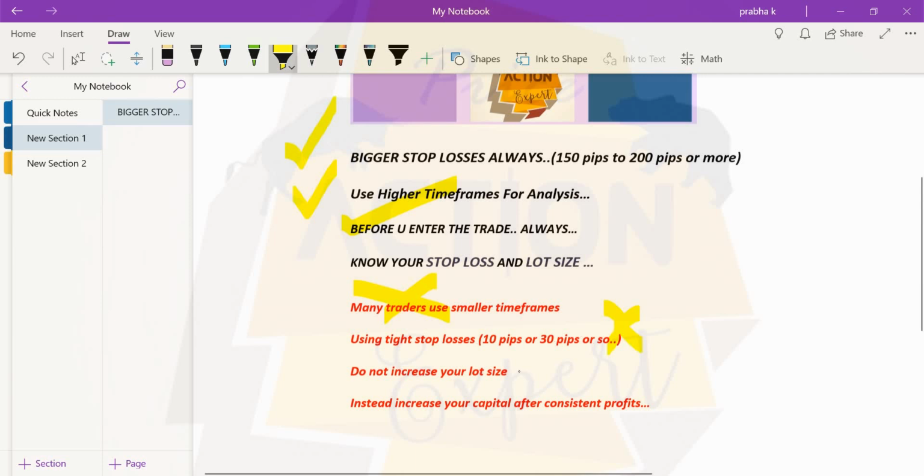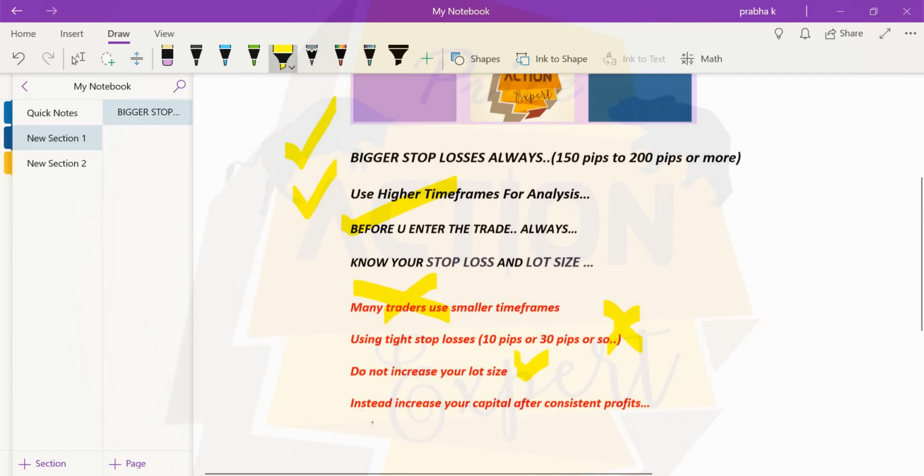Do not increase your lot size. Usually, once a trader enters a trade and places the stop loss, he tries to change that. Or after it is in profit, he tries to increase the lot size. You should not increase the lot size at all. You should predetermine the risk, which I have shown you earlier, and try to stick to that. Okay.